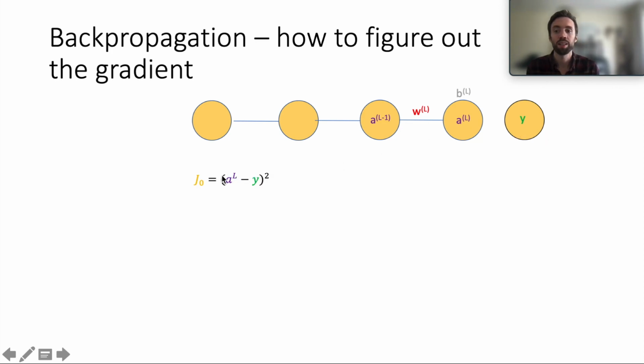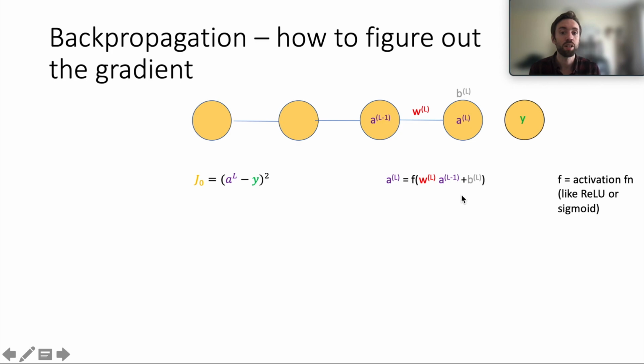We're going to start by looking at the loss of this network for a particular training example 0. And we're going to use this squared error loss function. And remember that the activity in the final layer AL is just a weighted sum of the input from the previous layer plus the bias put through a nonlinear activation function like a ReLU or a sigmoid. It's going to be easier for us if we call everything within this parenthesis here ZL.